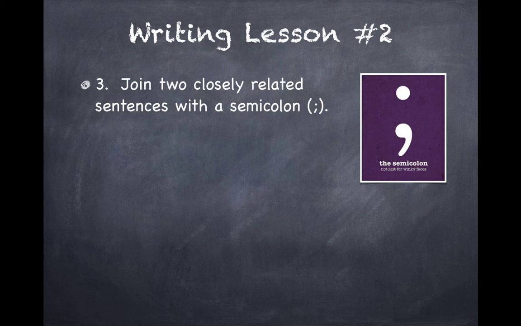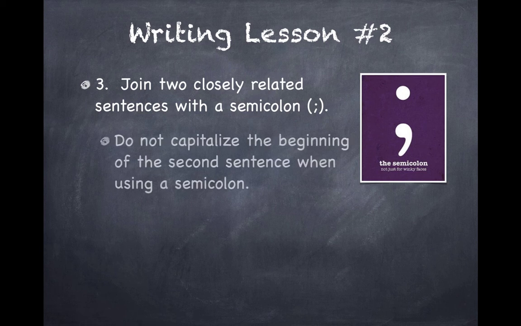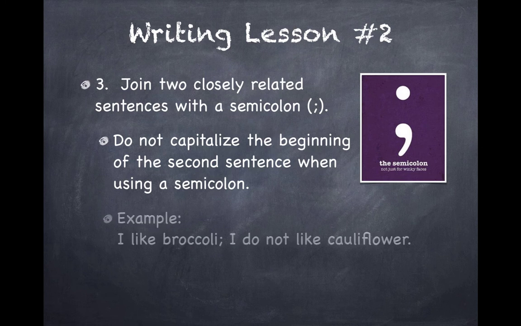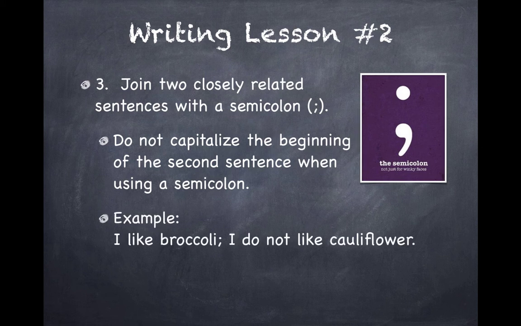But you can also use a semicolon to join two closely related sentences to make a compound sentence. A little thing you need to know: when you use a semicolon, do not capitalize the beginning of the second sentence. That's the cool thing about using a semicolon, it's not necessary. Here's an example of two closely related sentences: "I like broccoli; I do not like cauliflower."